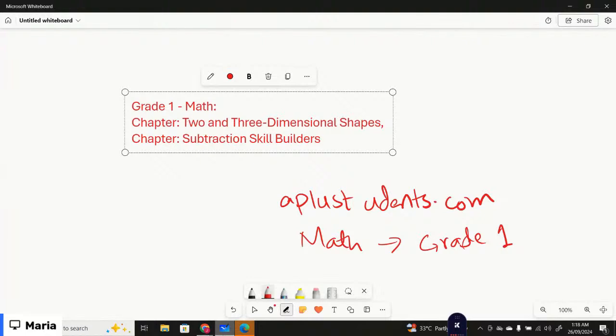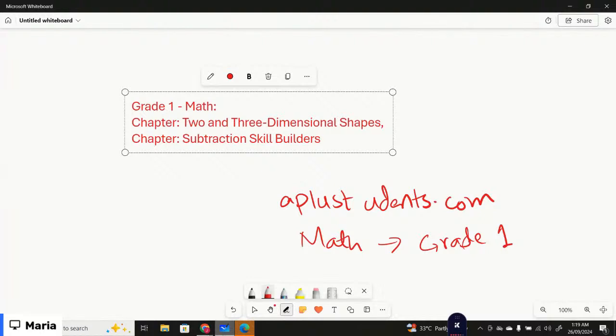We are here for grade 1 math. You can find all the lessons on aplusstudents.com. You have to log in there using your email address and password as provided by the administrator. Then you have to select math from the subject tab. Scroll down to grade 1 math and then click on view all lessons.